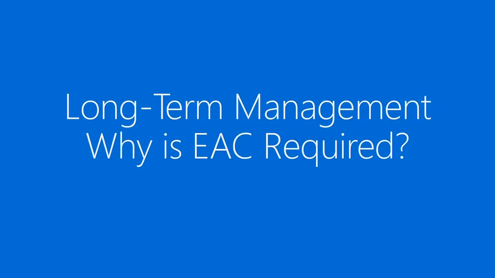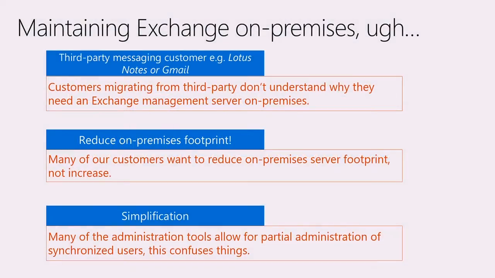So let's talk a little bit about long-term management. This is another big pain point for folks who go down the hybrid path and use hybrid for migration or want to maintain some sort of hybrid relationship on an ongoing basis, or are coming to Office 365 from another product that isn't Exchange, like Lotus Notes or Gmail. So why on earth would we tell customers that are coming from Lotus Notes that they need to deploy on-premises Exchange in order to have a great experience with Office 365? Makes absolutely no sense, right?